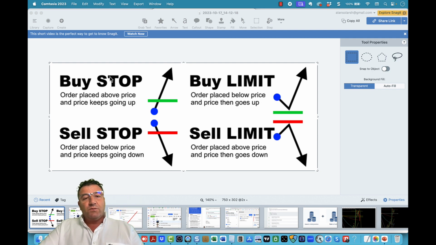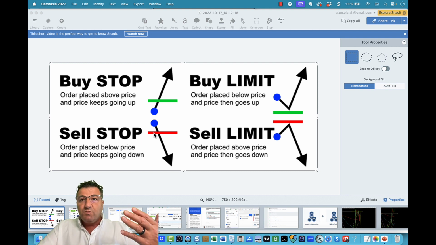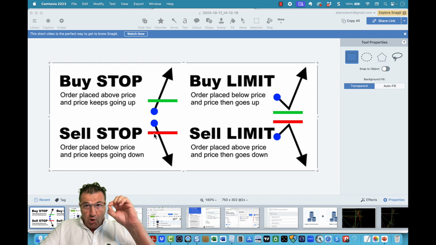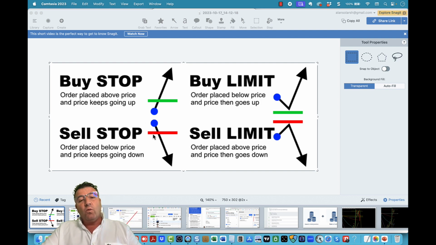So in other words, the price is coming down, and maybe there's a fractal and you want to be in the trade at the specific level where the fractal is. You place the sell stop at the level just below the fractal on the chart, and when the price carries on going down and reaches your desired level, the trade will be executed.